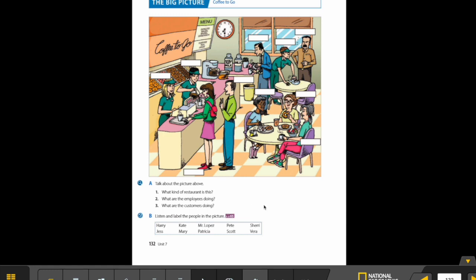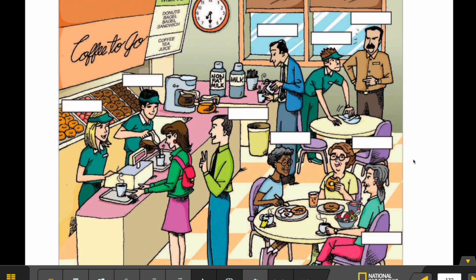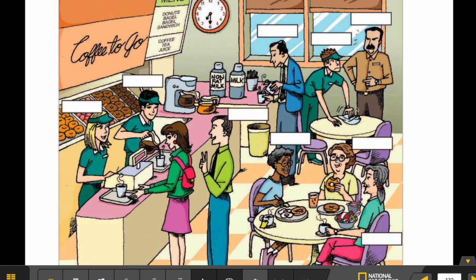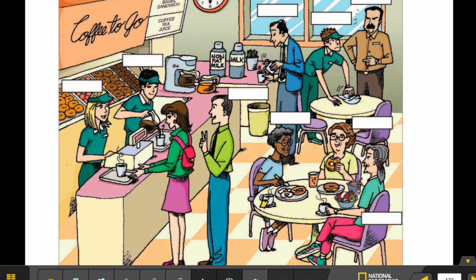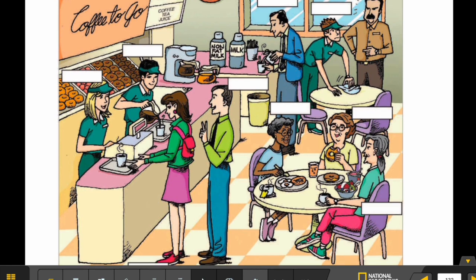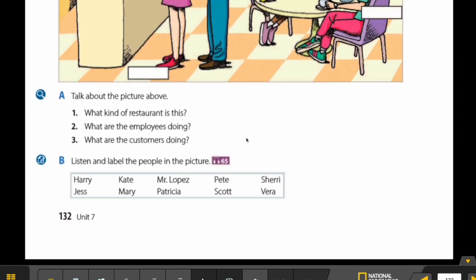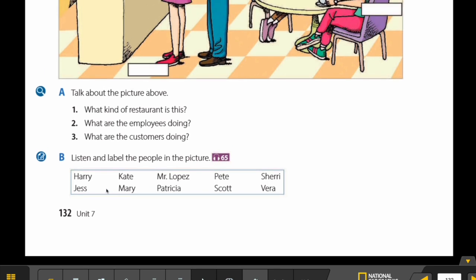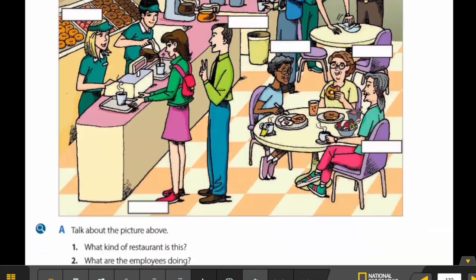Okay, so you're gonna listen and label the people in the picture. That means you're gonna write the names of the people in the picture in these white boxes here, okay? Based on the story. So take a close look at the picture before I play it. Here are the names: Harry, Jess, Kate, Mary, Mesa Lopez, Patricia, Pete, Scott, Sherry, and Vera. All right, so here we go.